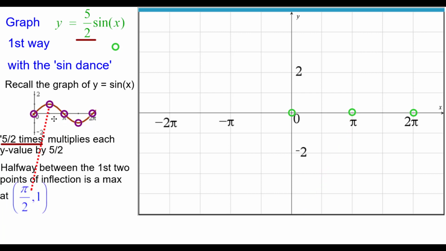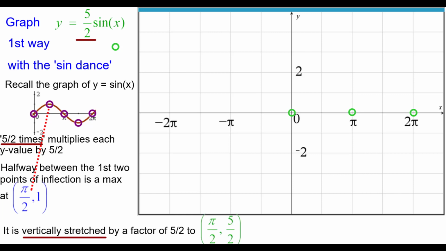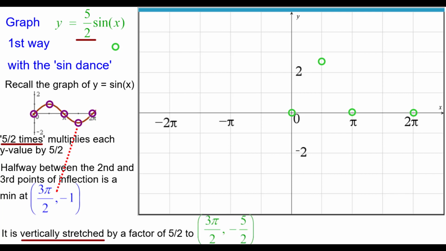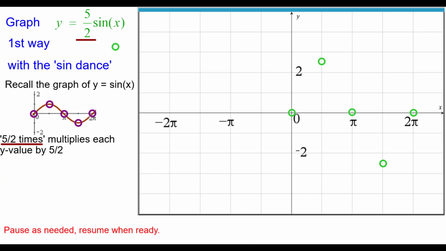Halfway between these two first points is a maximum at pi over 2 comma 1. It's being vertically stretched by a factor of 5 halves, and it does change to pi over 2 comma 5 halves, or 2.5. And then halfway between these 2 points of inflection is a minimum at 3 pi over 2, negative 1, being vertically stretched by a factor of 5 halves down to 3 pi over 2, negative 2.5. Pause as needed.